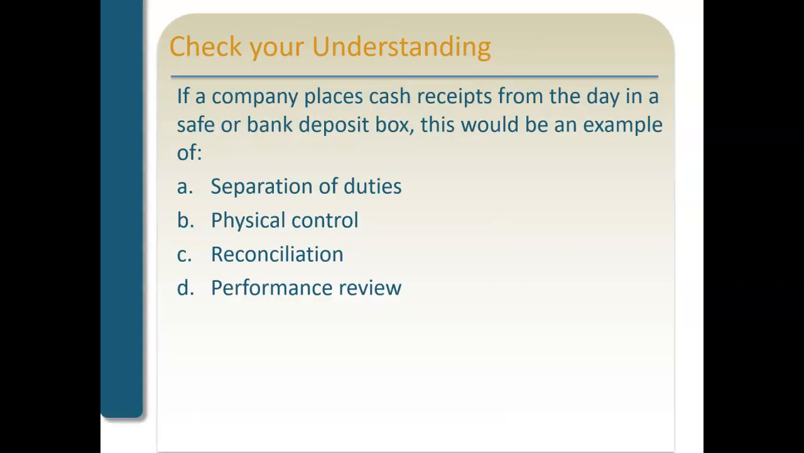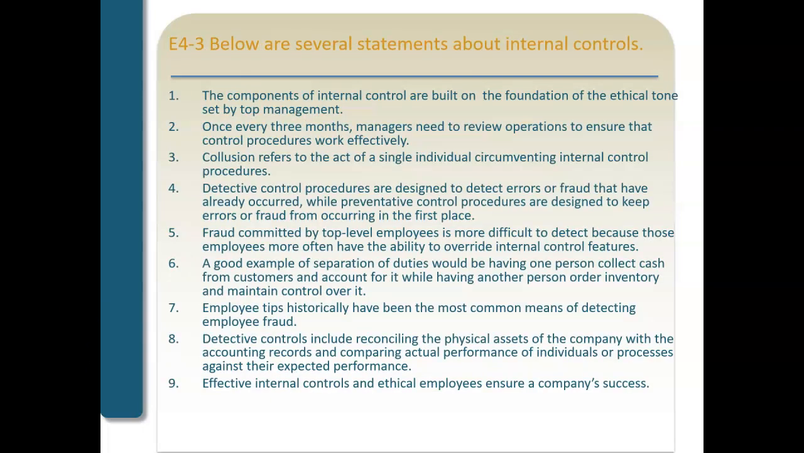Okay, so guys, what do you think here? If a company places cash receipts from a day in a safe or bank deposit box, would this be an example of A, separation of duties, B, physical control, C, reconciliation, or D, performance review? Physical control. Okay? Cash receipts from the day in a safe or bank deposit box, at least the money's being secured.